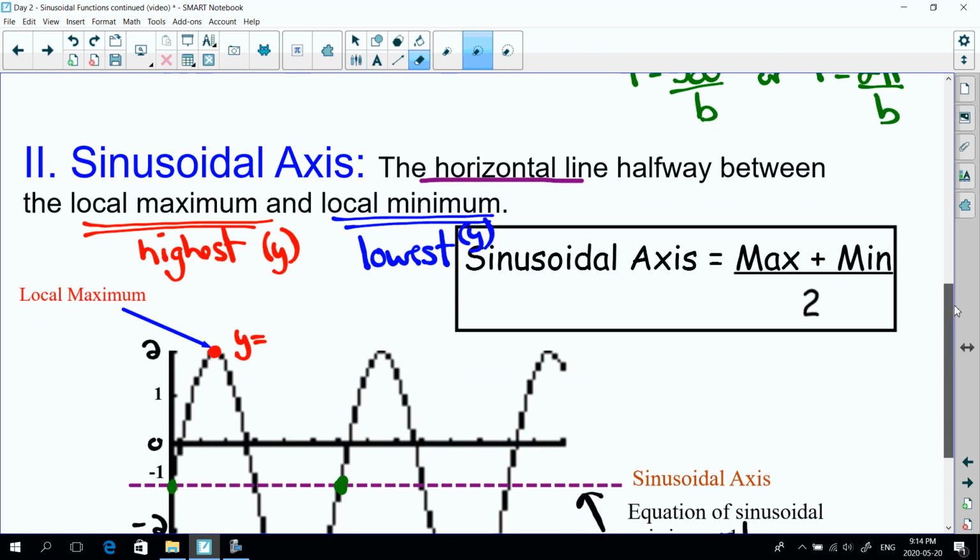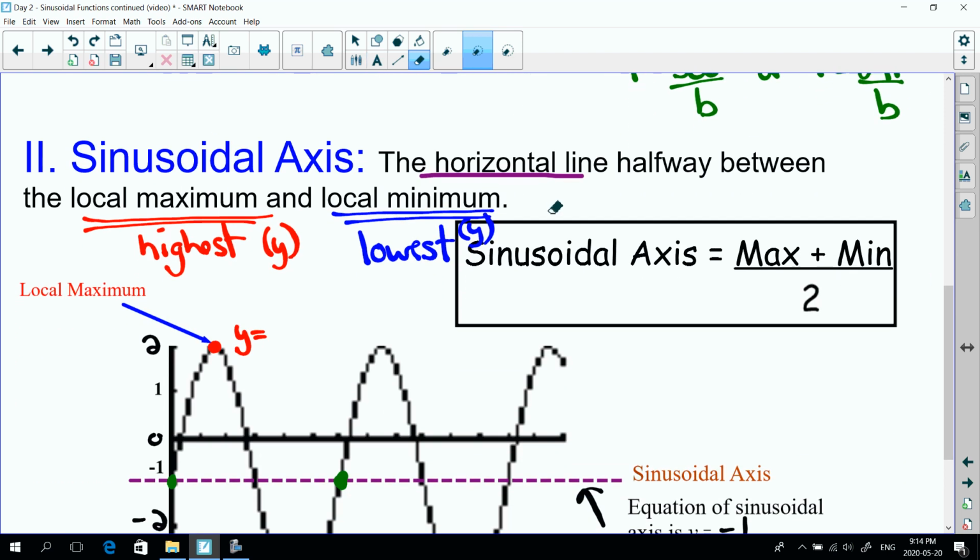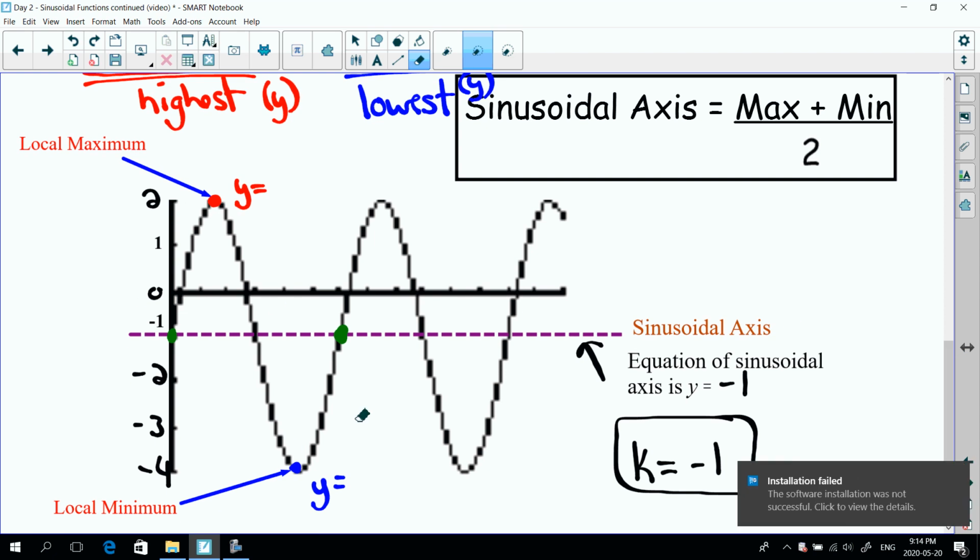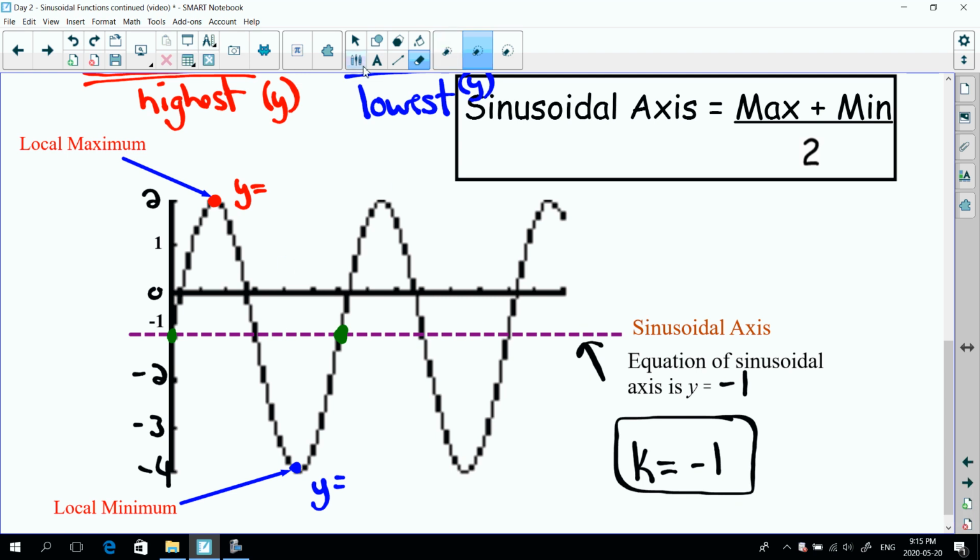Next thing we need to know is the sinusoidal axis. The sinusoidal axis is the horizontal line halfway between the local max and local min. A lot of students are pretty good at just looking at these and figuring out what the halfway mark is, or what line represents the sinusoidal axis. But there is a way to figure out halfway between the maximum and minimum. So the maximum would be this red point. The height would be 2. I'm reading the y-axis. The minimum would be this low point. Okay, the y value there would be -4.